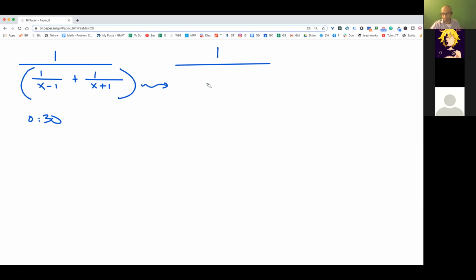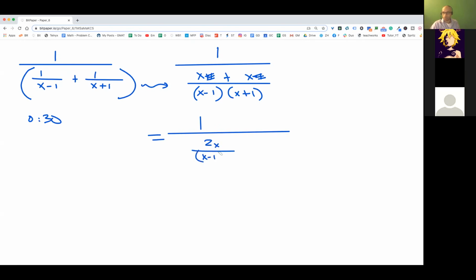The way you're going to simplify this is you're going to write down the common denominator, which is this times this, so x minus 1 times x plus 1. Then this numerator is multiplied by x plus 1, and this one by x minus 1, and let's not forget to copy down this plus here. Now x plus 1 plus x minus 1, so you cancel out this 1 with this 1, and you're left with 2x. Let's write it down a bit better: 1 divided by 2x over x minus 1 times x plus 1.